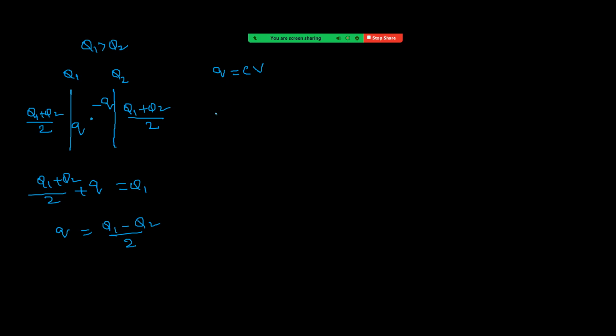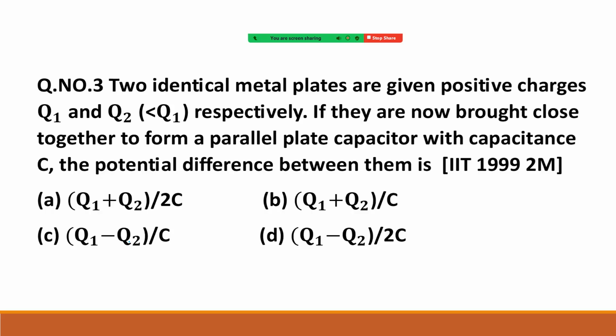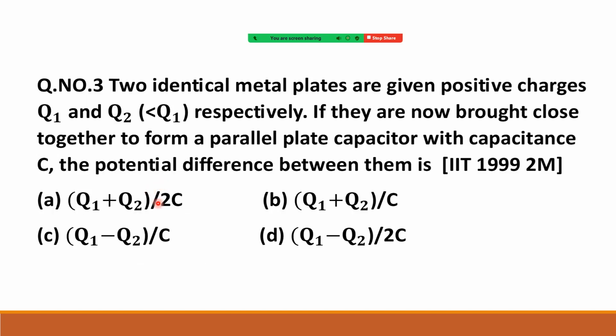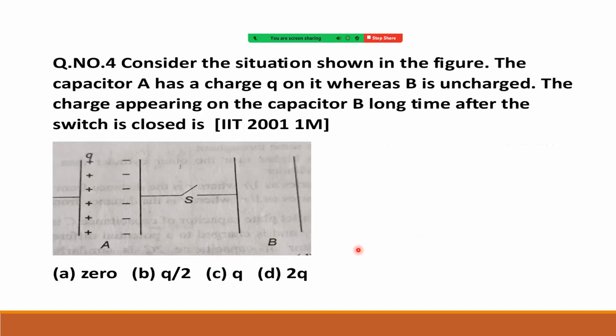Now potential difference V equal to Q by C. So the Q value is (Q1 minus Q2) by 2. Okay. Now see options. That is (Q1 minus Q2) by 2C, right? So option D is the correct one. Let us see the next one.